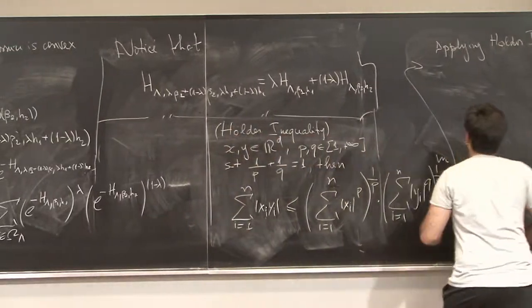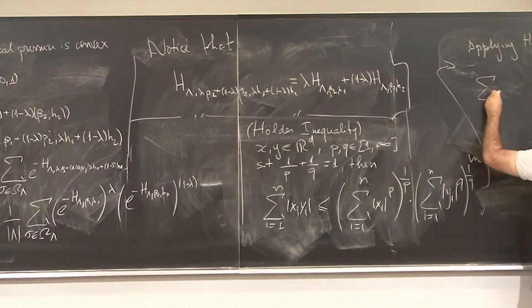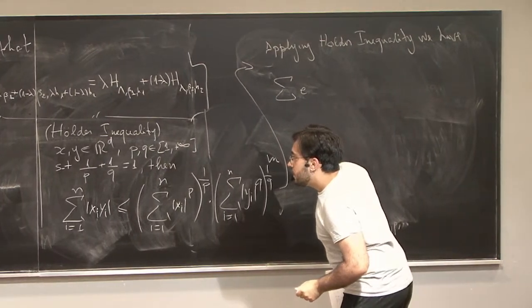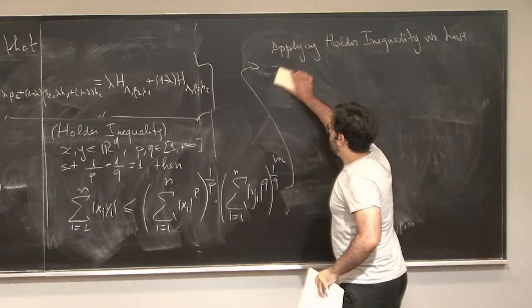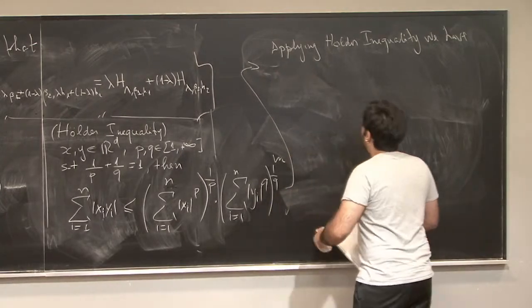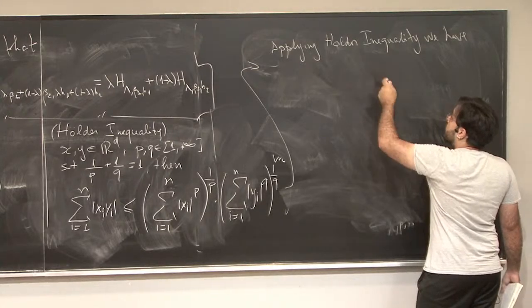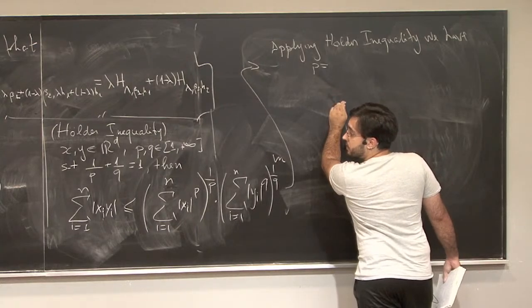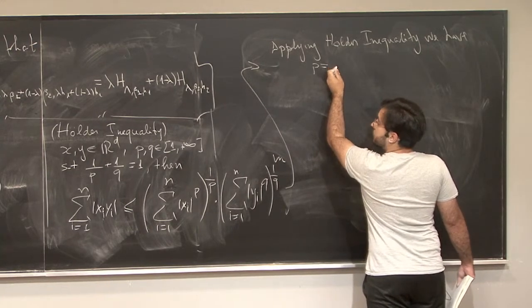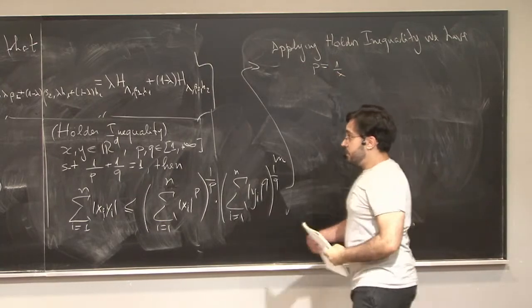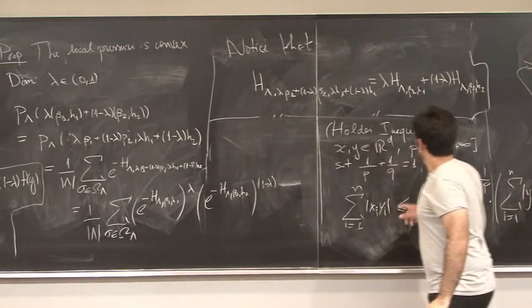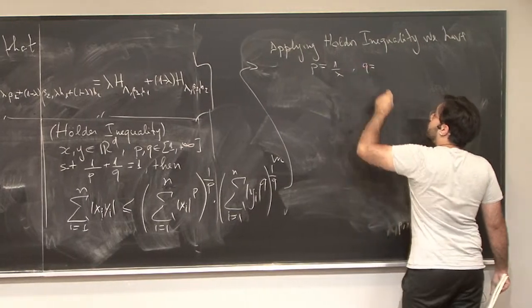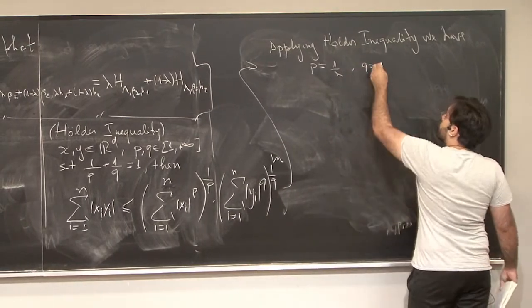So this will be the sum of the exponential. I also need to show you the choice of p and q. I will apply the Holder inequality, and p will need to be 1 over lambda. Since lambda is between 0 and 1, p will certainly be in the right range. And q will be 1 minus 1 over lambda.